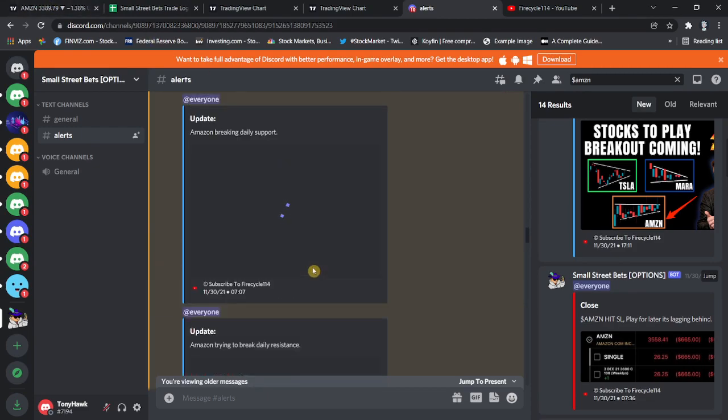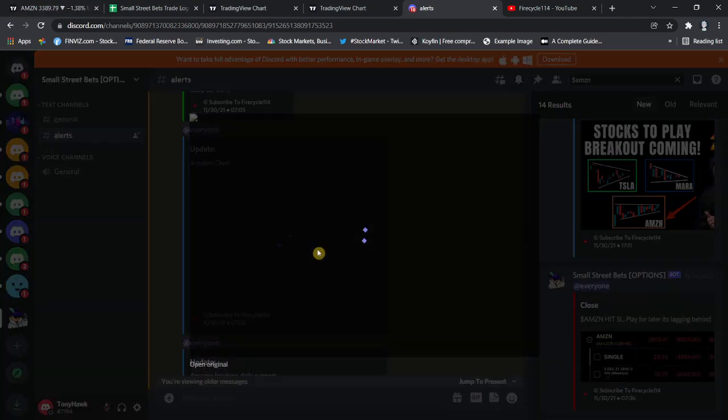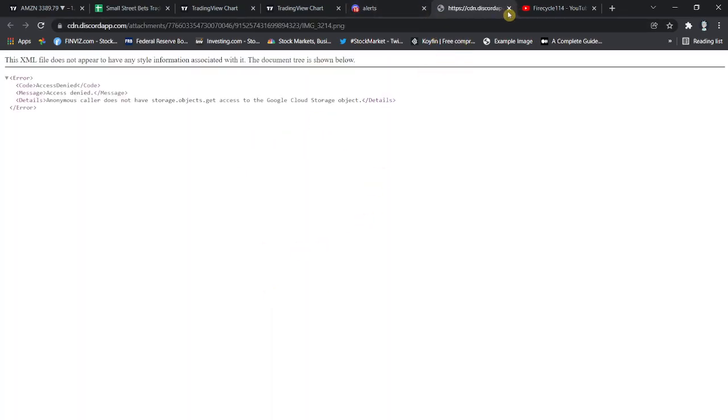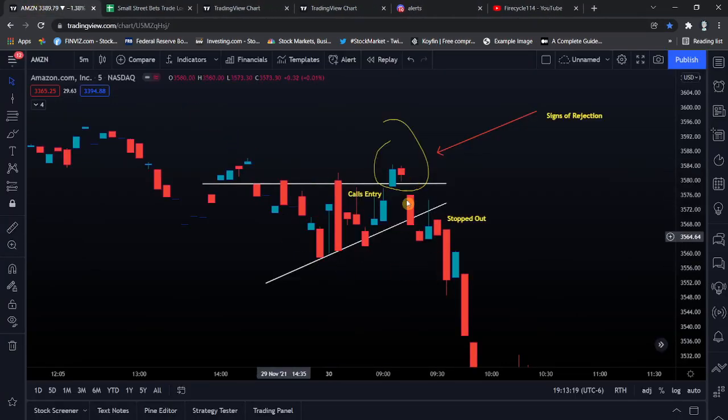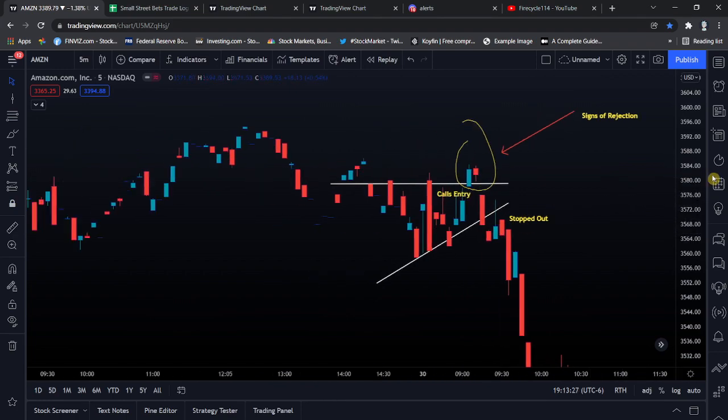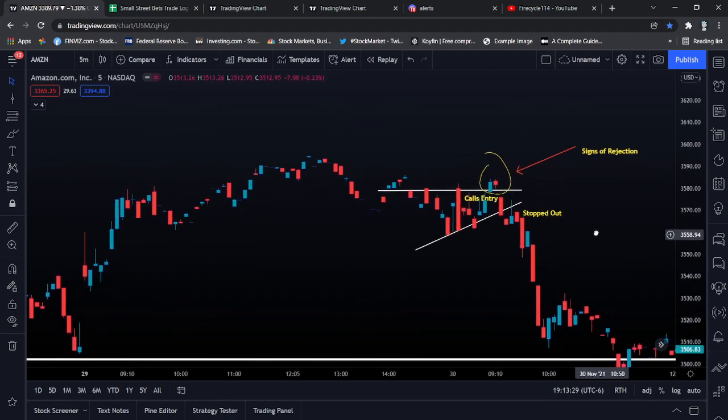So if I actually scroll up, I could see the charts. It's not loading for some reason, but either way, this was the chart on Amazon. We had this ascending triangle breakout, and we had this rejection level, and this was our stop loss. Again, the importance of a stop loss is very nice.